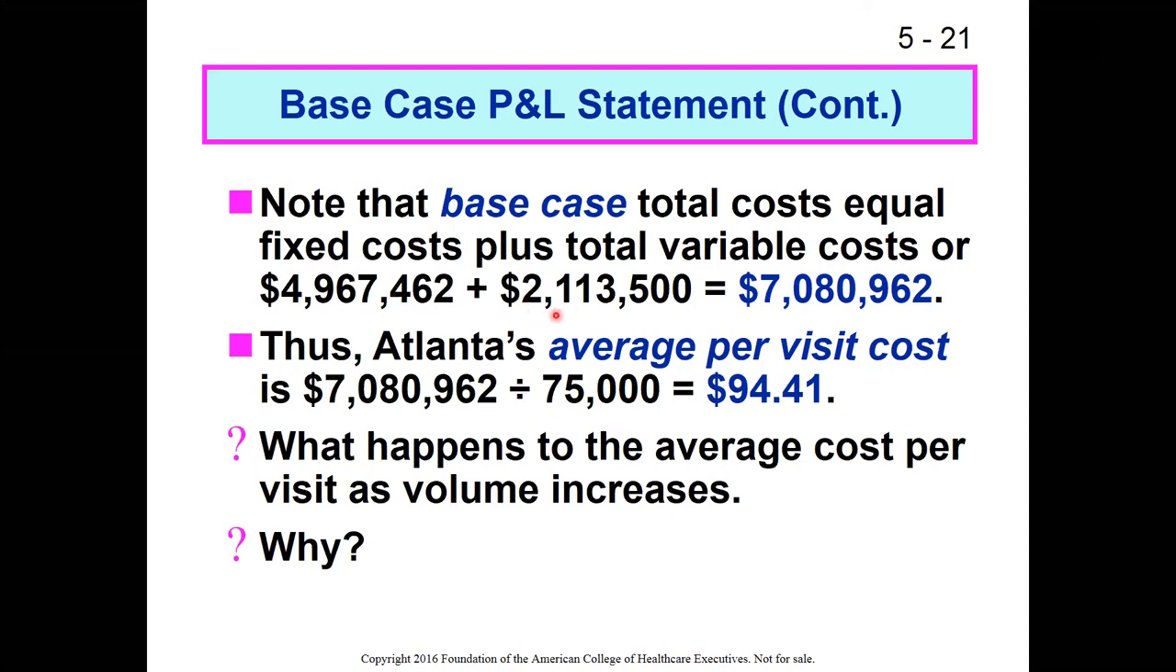The variable cost is going to increase in a straight line fashion at $28 per visit. So we're not going to have a reduction in our average cost there, because it's always going to be 28 per visit. But that 94 will fall to, say, 90 if we increase our volume, because we're spreading that 4.9 million over more visits.